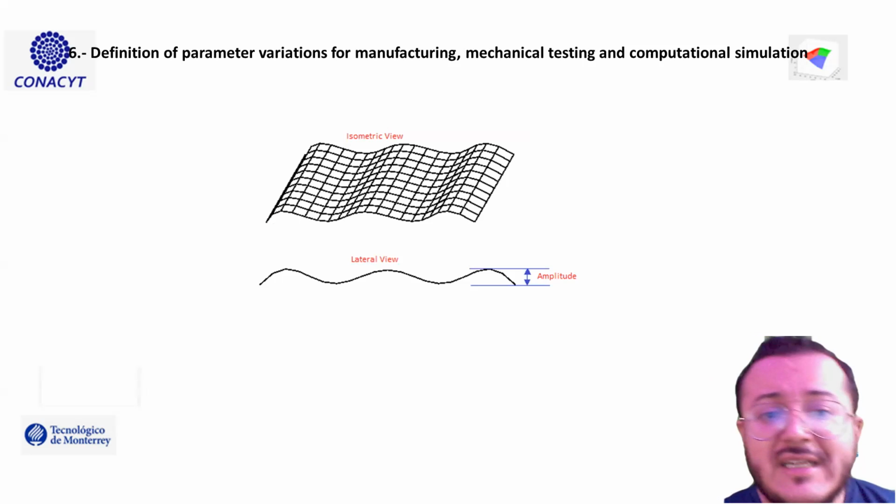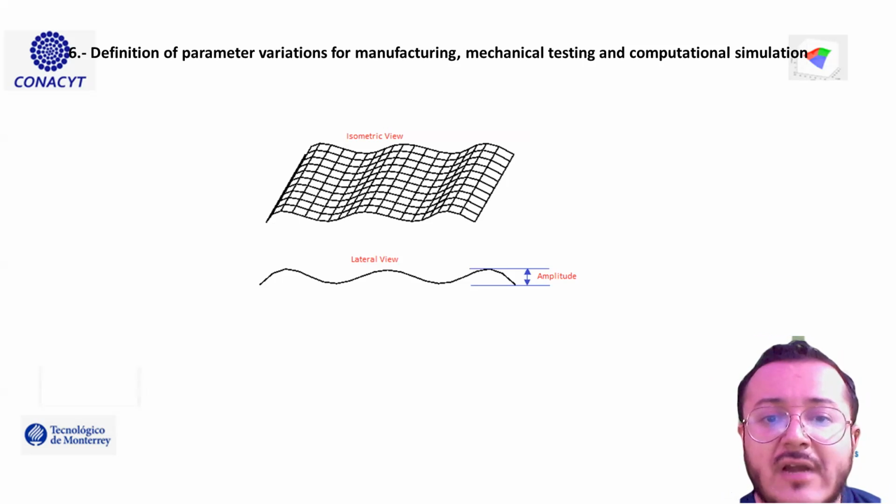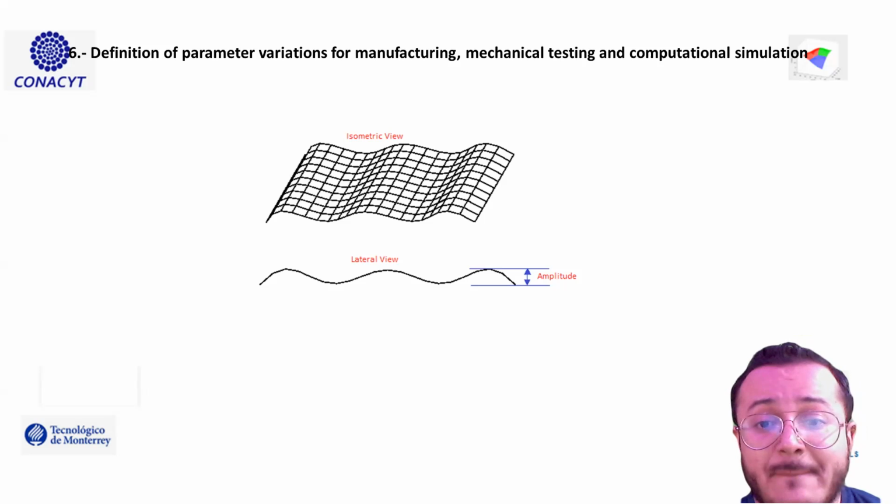After that, came the definition of parameter variation for manufacturing, for mechanical testing, and for computational simulation. I'm going to make 5 different variations of amplitude in the lattices, but only the first variation will be printable according to the available space and degrees of freedom in the Cartesian printer that I have. But another 4 variations of amplitude will be generated that will not be printed at this time, but we will be analyzing them in the finite element method analysis.